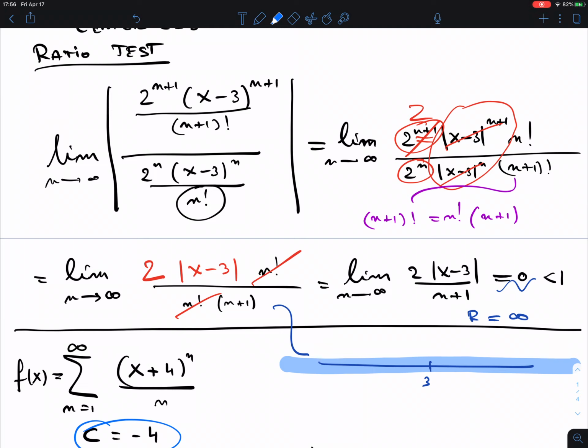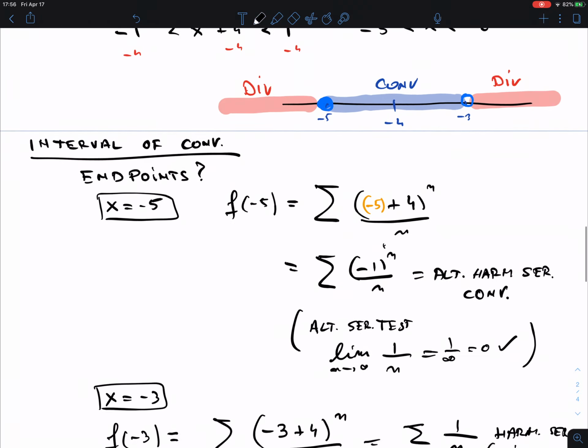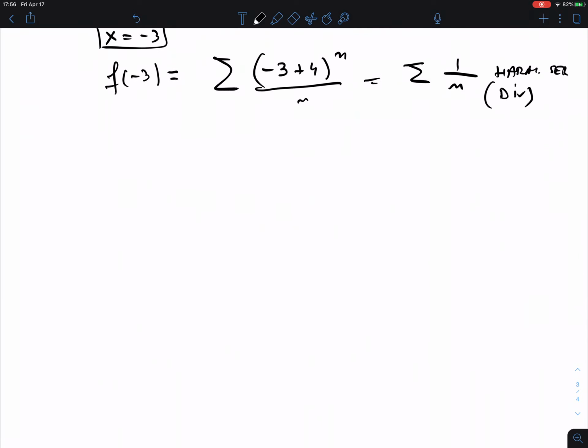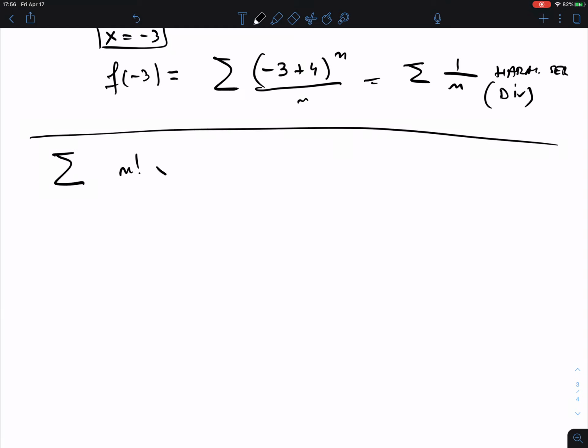Now things can be bad as well. Here's an example of things that are really bad. So I'll do another example. Let's do this one here. Let me take one. Summation n factorial x to the n. Okay, let's look at this case quickly.